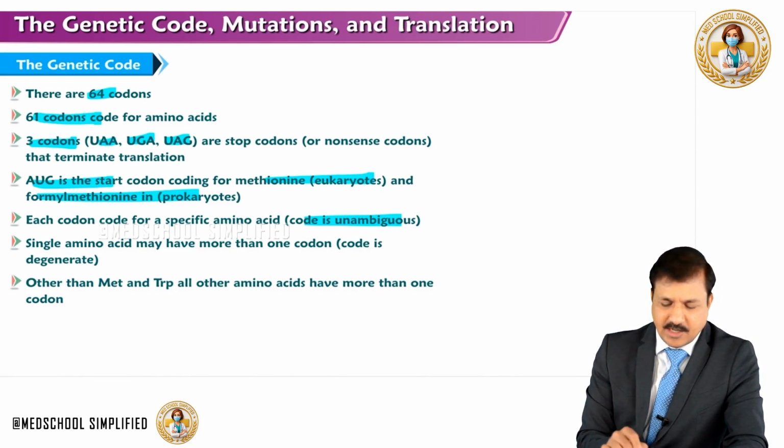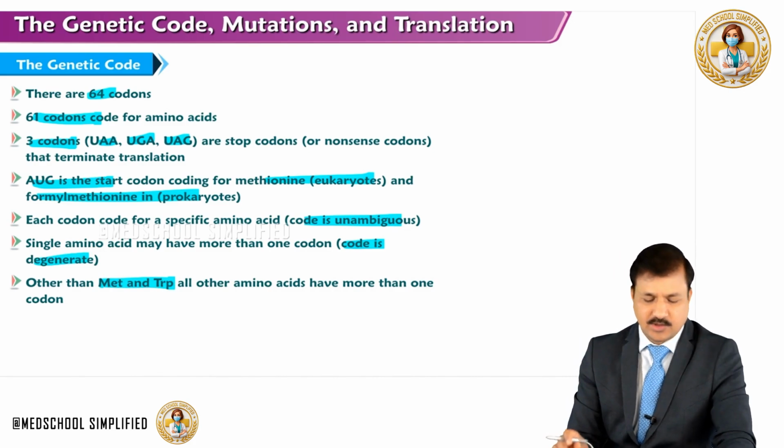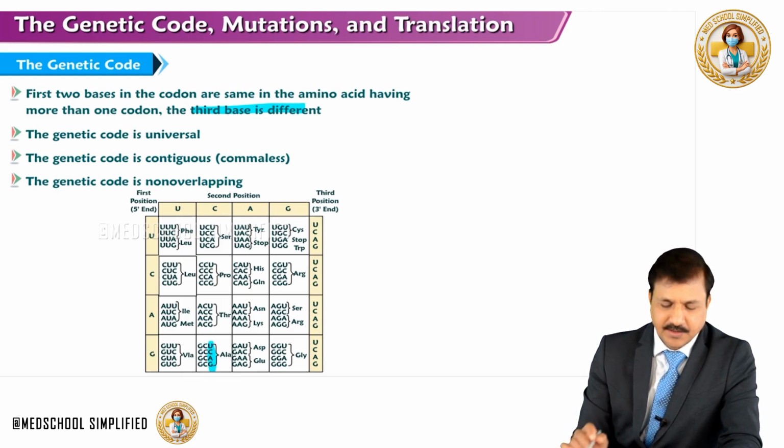A single amino acid may have more than one codon, which means the code is degenerate. Other than methionine and tryptophan, all other amino acids have more than one codon. The first 2 bases in the codon are the same in the amino acids having more than one codon, and the third base is the one that is different, which I have explained with alanine.